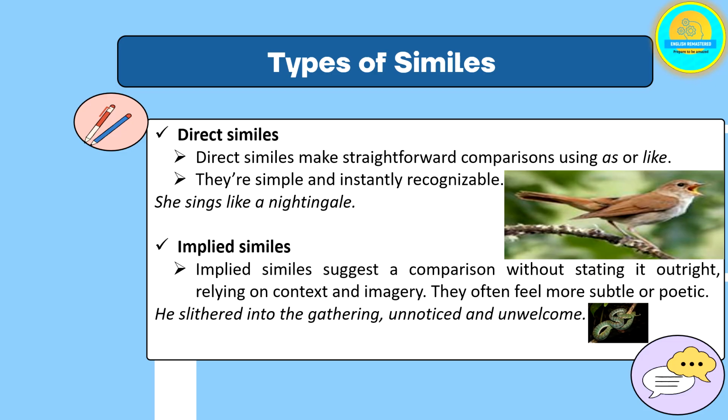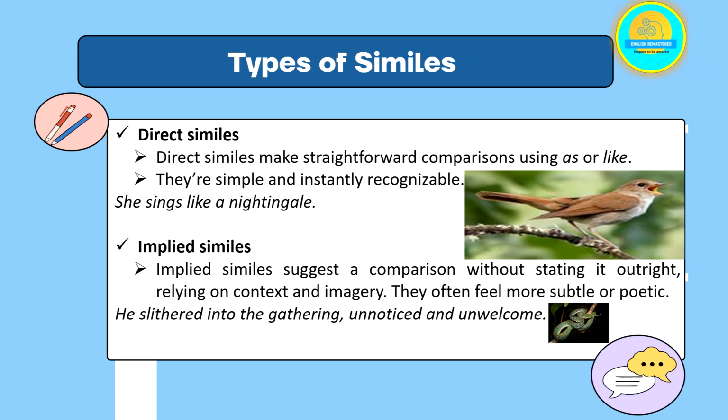Direct similes. Direct similes make straightforward comparisons using as or like. They are simple and instantly recognizable. She sings like a nightingale. Implied similes. Implied similes suggest a comparison without stating it outright, relying on context and imagery. They often feel more subtle or poetic. He slithered into the gathering, unnoticed and unwelcome.